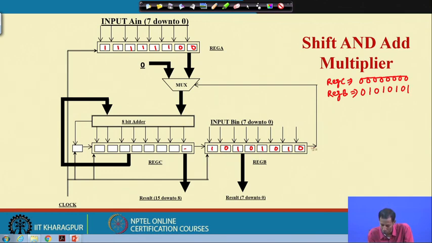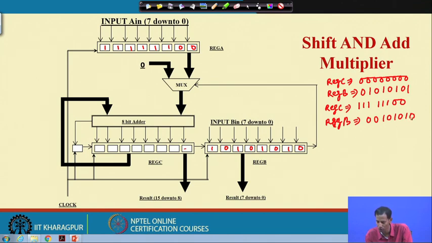Okay. Then 1 is basically coming over here and it is choosing this A. Initially it was 0, so at that time register C is nothing but 1 1 1 1 1 1 0 0. Then again this 0 is coming over here, so register B will be 0 0 1 0 1 0 1 0.